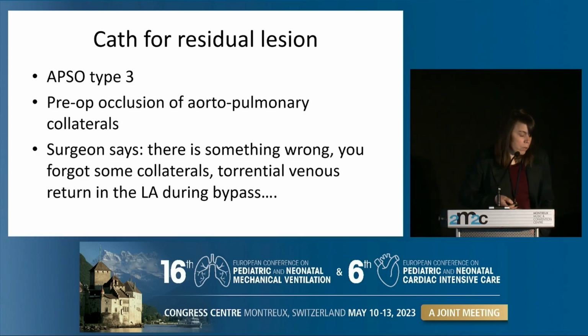And then, what about a case of cath for residual lesion? Actually, that's a French acronym. So it's a PAVSD type 3, so pulmonary atresia with open septum and many collaterals. We did a pre-op occlusion of the collaterals immediately pre-operatively, but then the surgeon says, there's something wrong. During the surgery, I had a huge amount of flow coming back into the left atrium. So I think there's some collateral that you missed, and you need to go and close them after surgery.